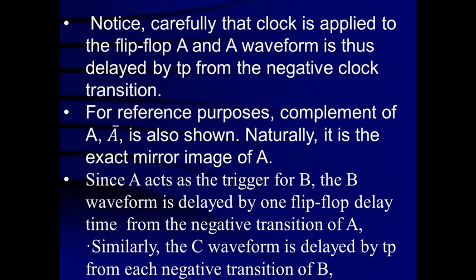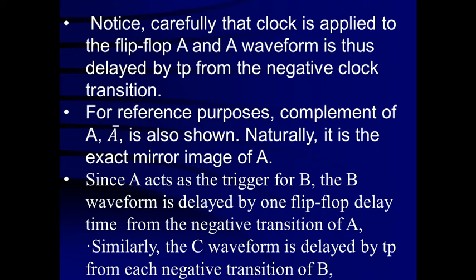For reference purposes, the complement of A, A bar, is also shown because we are going to decode state number 6, which is C B A bar, 110, and hence the waveform of A bar is required. So we are drawing the waveform of the complement of A, that is A bar, in the figure, so we can use it to find the decoding gate's output for state number 6.